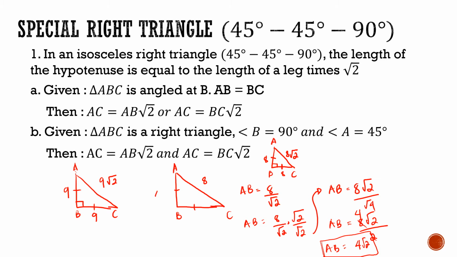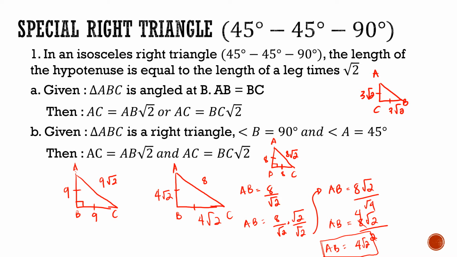So this is 4 square root of 2, and BC is also 4 square root of 2. Now what if the given side of the right triangle is with a radical, or with square root of 2, and I want to find the hypotenuse? So for example, I'll just write here. This is triangle ABC, and let's say this is 3 square root of 2. Obviously, since it is isosceles, this is also 3 square root of 2.